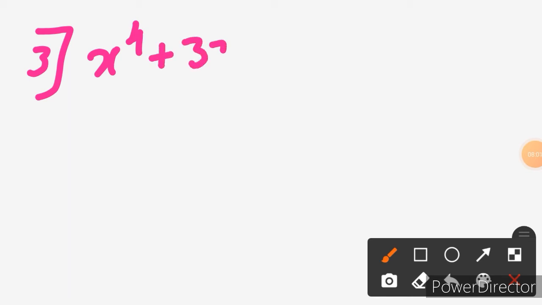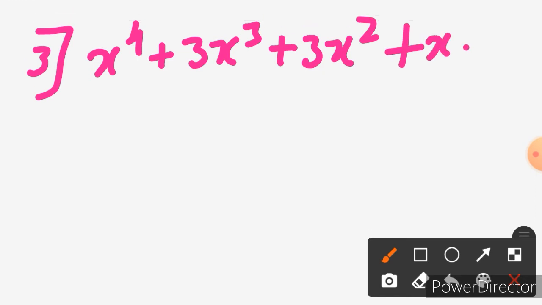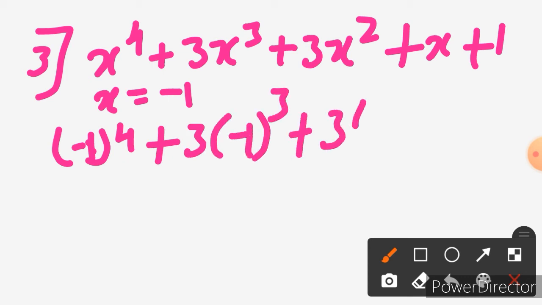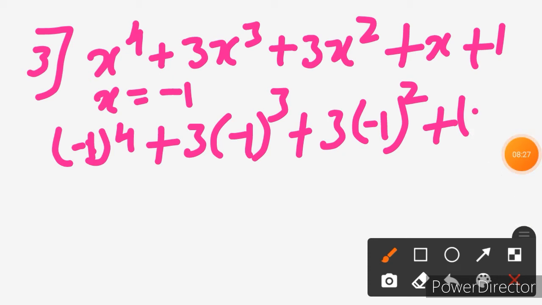And let us find out for the third problem. So the third problem is x power 4 plus 3x cube plus 3x square plus x plus 1. We know x is equal to minus 1. So I'll directly substitute minus 1 whole power 4 plus 3 into minus 1 whole cube plus 3 into minus 1 whole square plus minus 1 plus minus 1 plus 1.